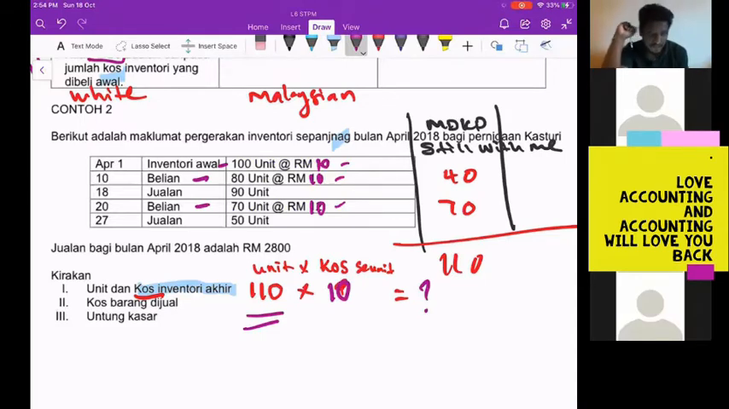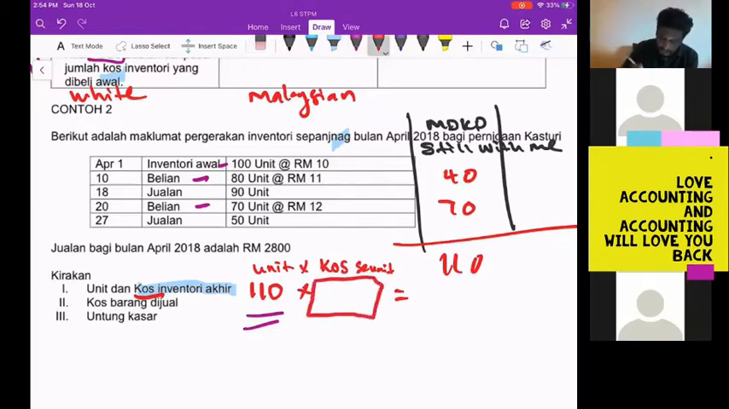But now the problem is the price is not same. So now I need to times with what? How much is the cost per unit? I want to know how much the cost. To know the cost, I follow one method. My method now is masuk dulu, keluar dulu.